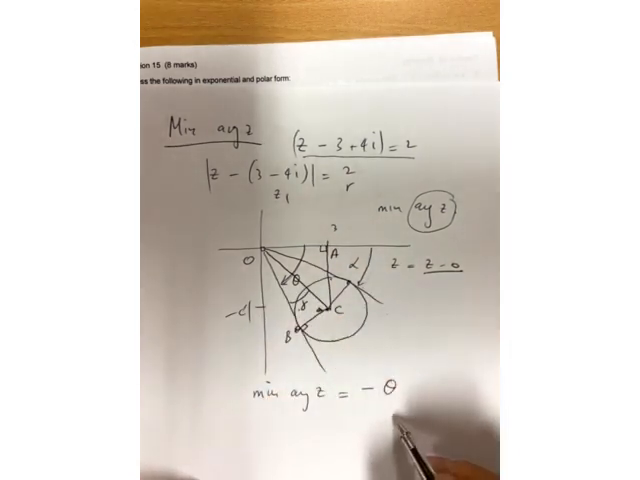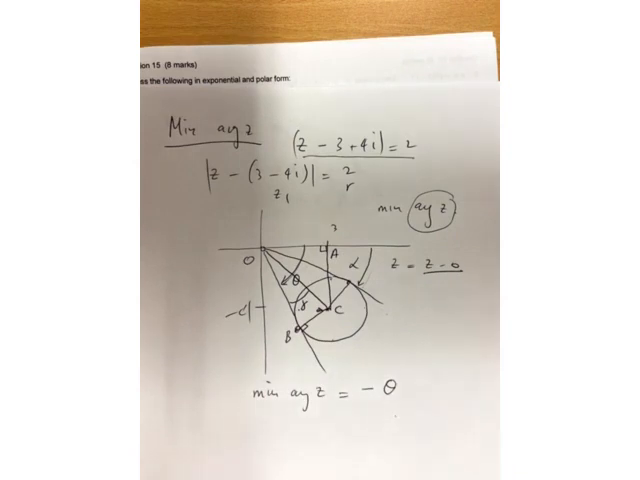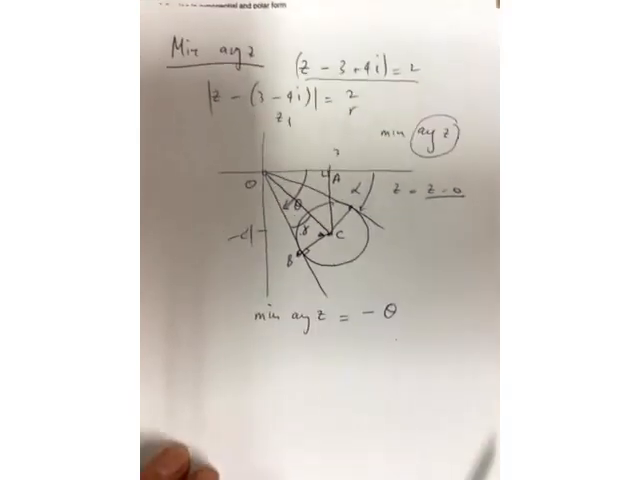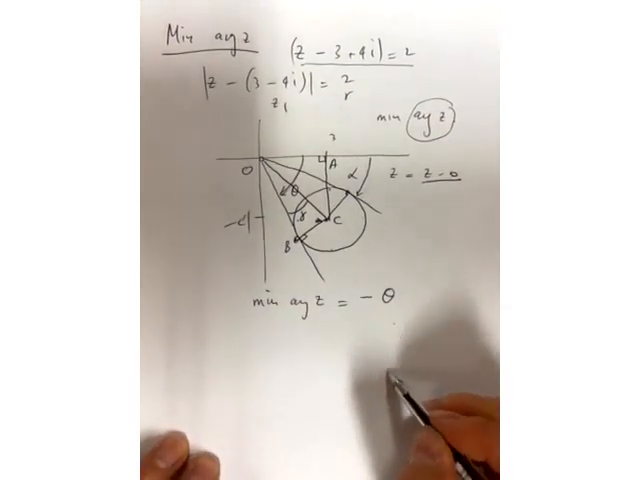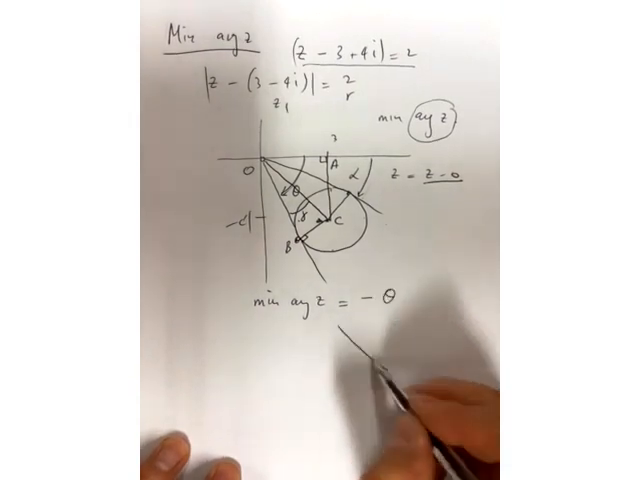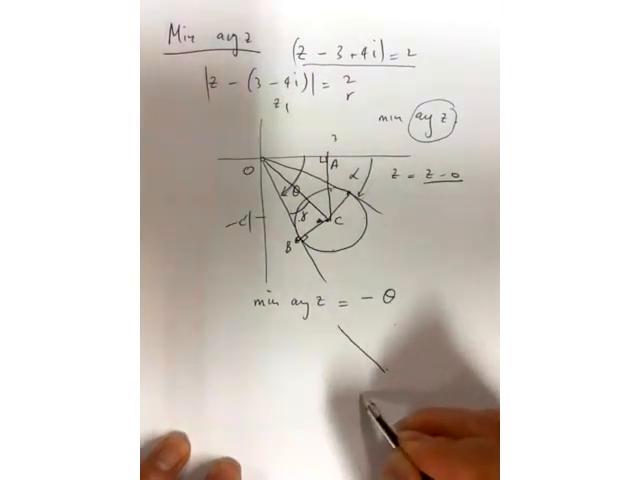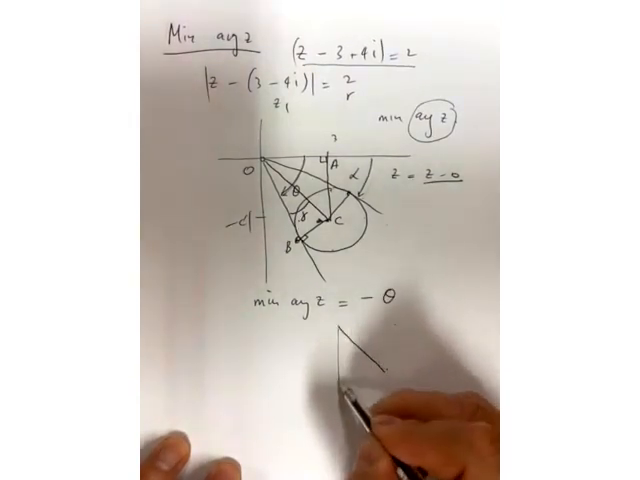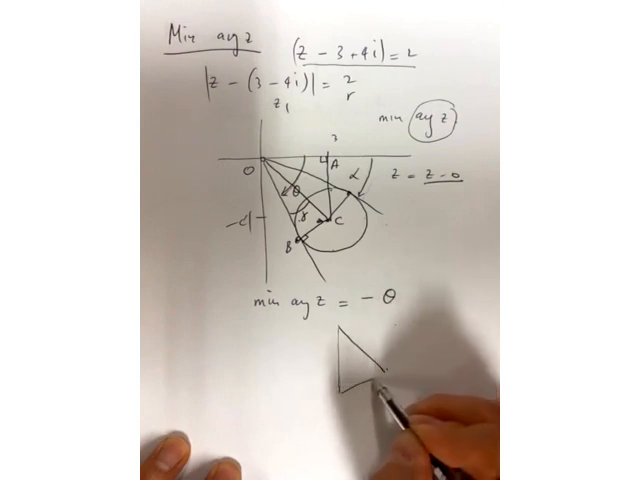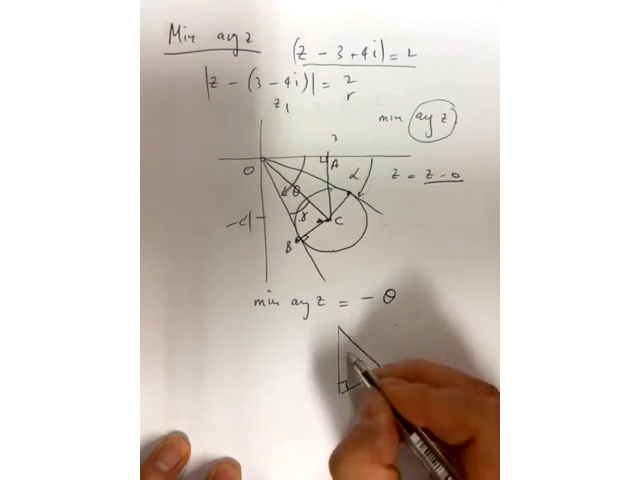So let me draw that triangle here so you can see very easily. I'm finding it a little bit hard to see whether I'm running out of space or not. So let me draw that triangle again for you. So it's like this. There you go. 90 degrees is over here. This is your gamma.